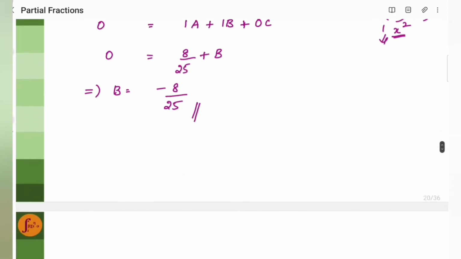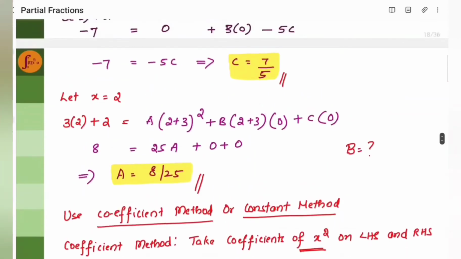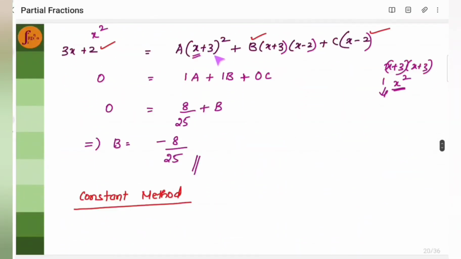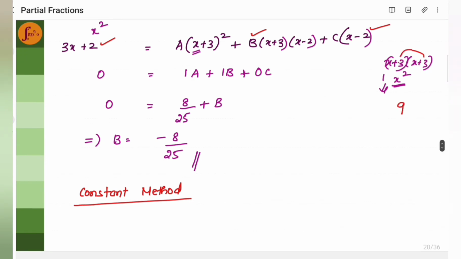Now, there is another method, the constant method. In this method, we take the same equation and take the constants. Constants are nothing but only the numbers. So in this equation, we'll take the constants, only numbers without any x in it. So now, when you multiply 3 and 3, you're going to get 9, right?